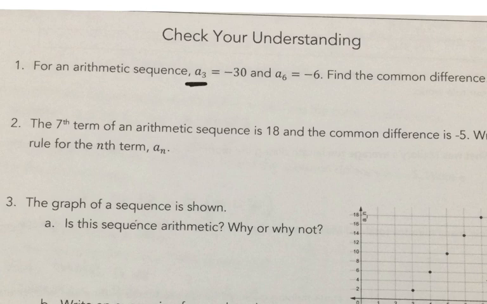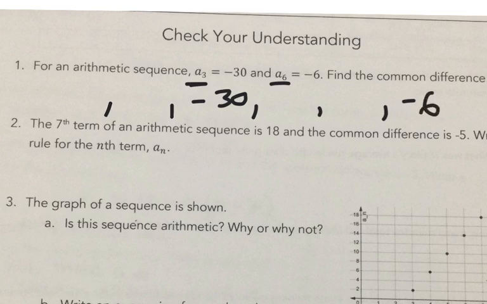The third term in the sequence is negative 30. So this is the third term, so we don't know 1, we don't know 2, that's 3. We know the sixth term is negative 6. So that's the fourth term, I don't know. The fifth term, I don't know. The sixth term is negative 6.